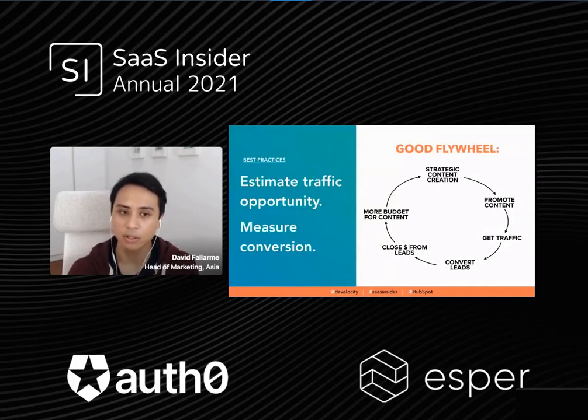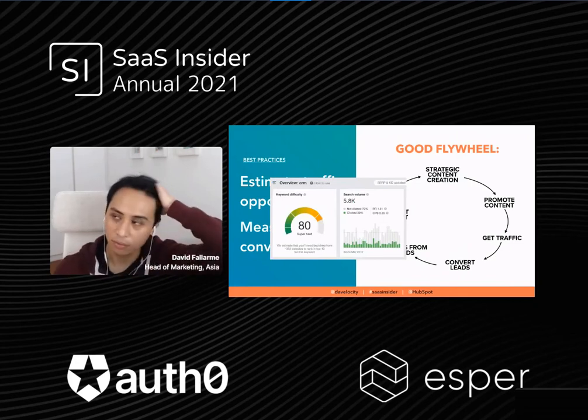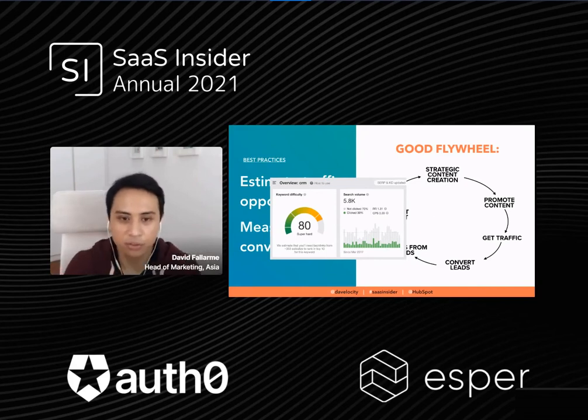opportunity and measuring conversion. The traffic opportunity, once you actually start doing content and SEO, it's such a no-brainer for you to think of this as the first step, but it's tragic that a lot of companies don't. So estimating traffic opportunity means you use a tool like Ahrefs or SEMrush to figure out the topic that you want to write about. How hard is it to actually get traffic from those searches? How many people are actually searching for this topic?